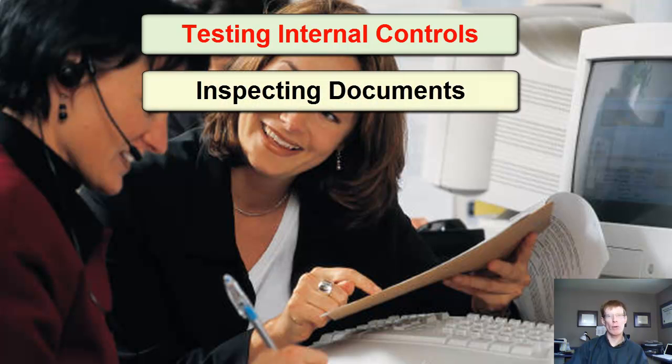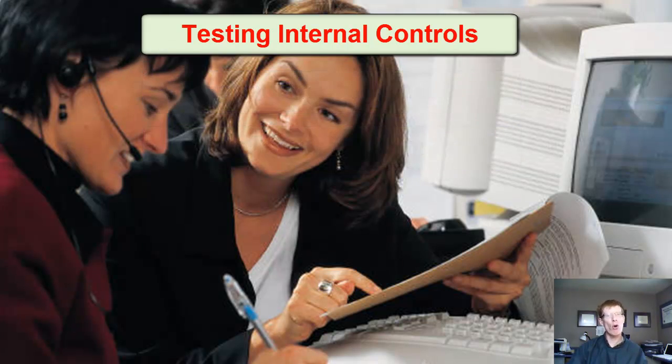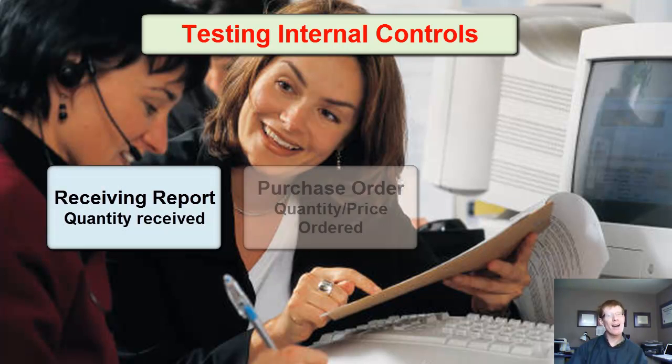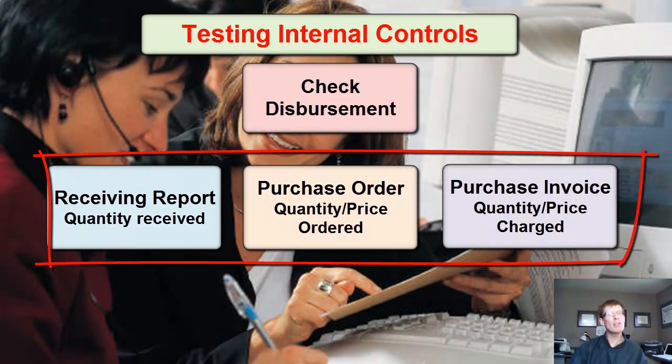Inspecting documents and records along the audit trail for evidence of performance of the internal control procedure is a much stronger source of evidence. Keep in mind that as we test controls, we are looking for evidence that the control procedure has been performed. We're not trying to substantiate a balance or an amount per se, so if the key control is that the payables clerk matches a receiving report, a purchase order, and a purchase invoice prior to preparing the payment, then we would be looking at a sample of these documents looking for evidence of the three-way match.